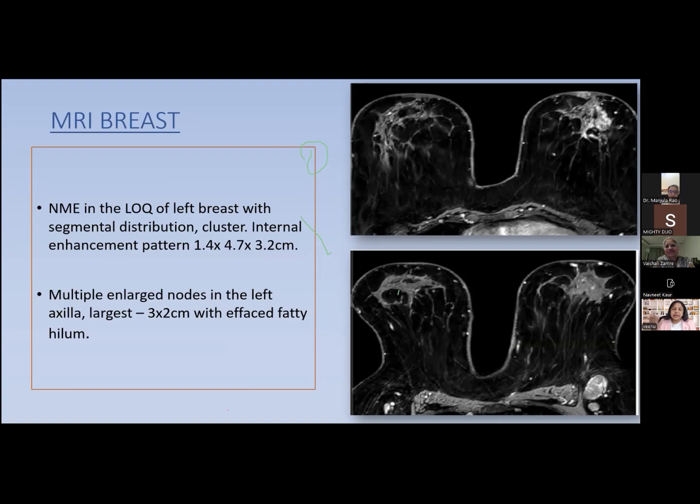And as Dr. Navneet is saying, this is a wide area, and a second look ultrasound would definitely be of benefit to the patient and should be given a chance.